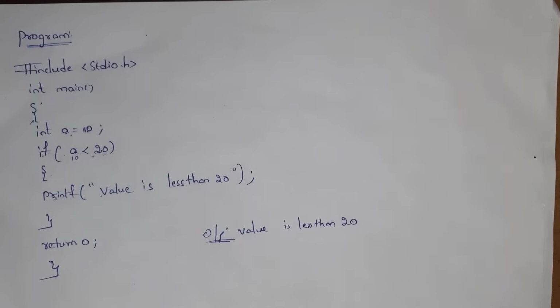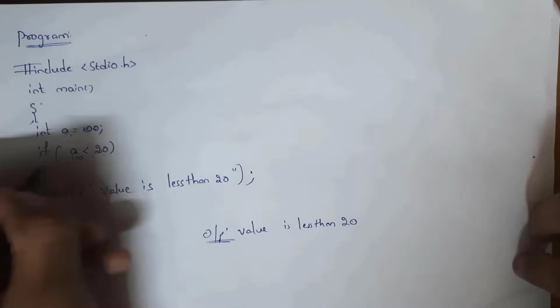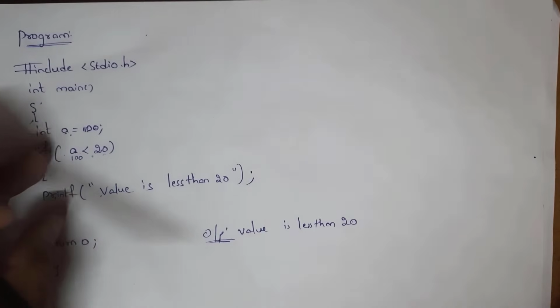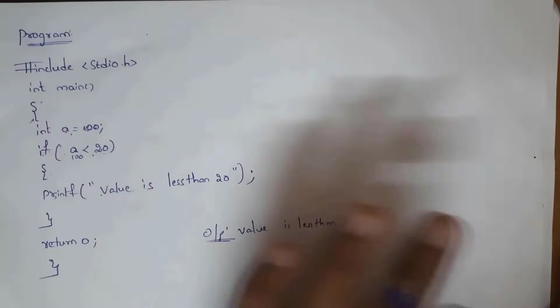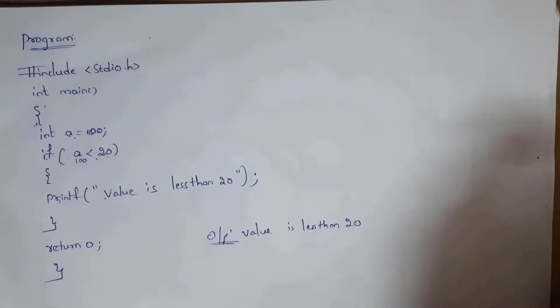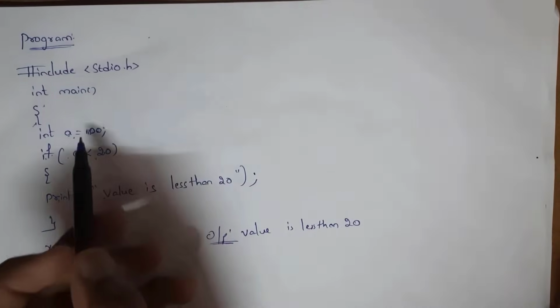For example, if I give the value of a as 100, 100 is not less than 20. 100 is greater than 20. So whatever statement is present inside if will not be executed because the condition is false. So I will not get any output if I give the value of a as 100.